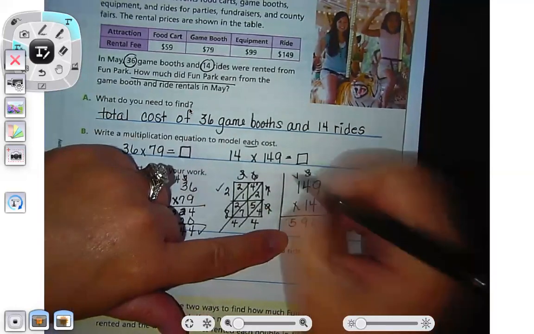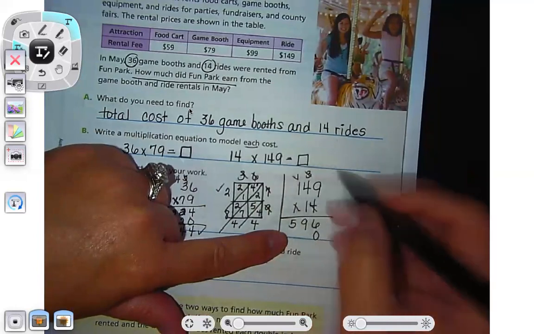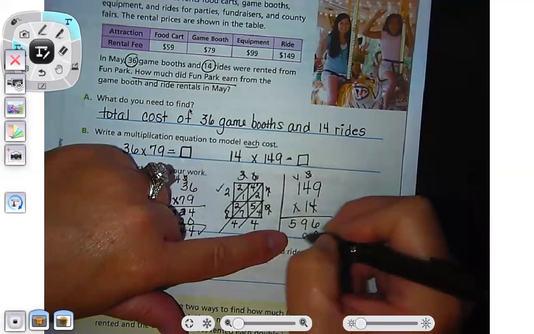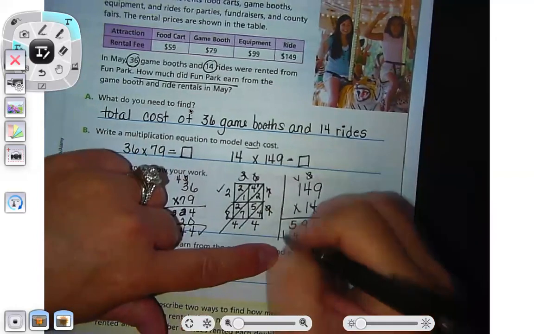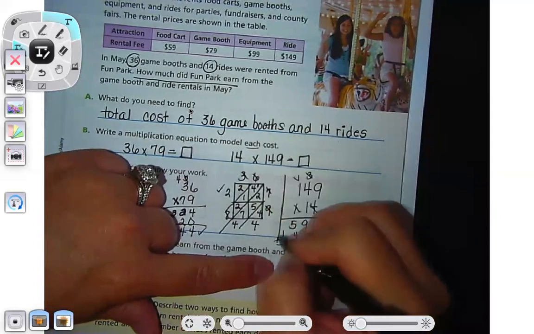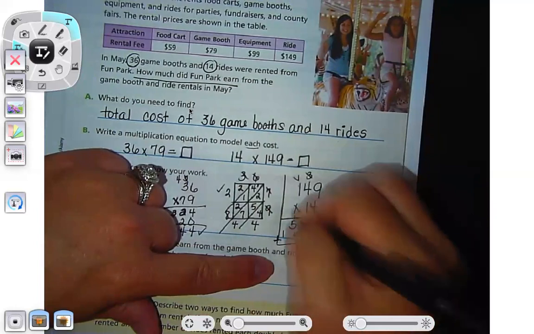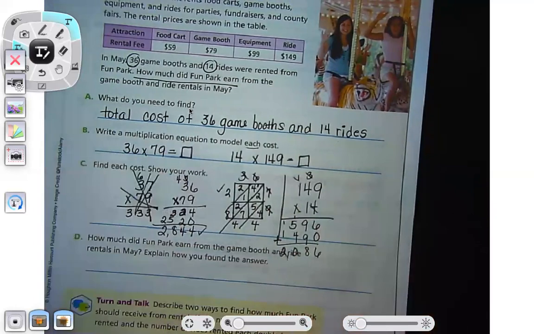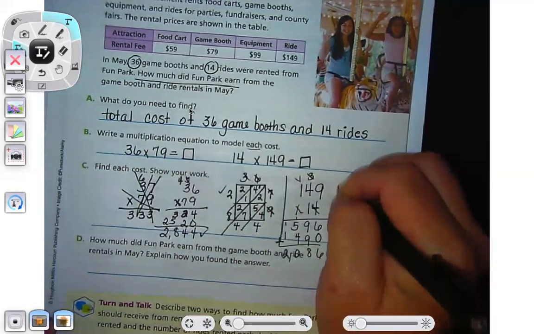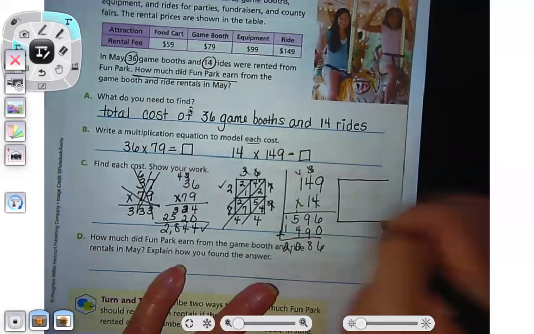So we're done with the ones place. I'm going to put a 0 as my placeholder for ones and move over to the tens. 1 times 9 is 9, 1 times 4 is 4, and 1 times 1 is 1. Now I'm going to add up my partial products here. We've got 6, 18, 6, 10, regroup. So $2,086. And let's check that with, excuse me, lattice quickly.